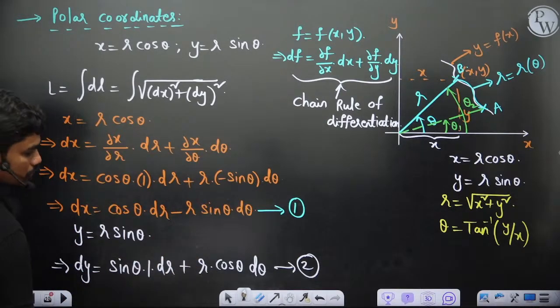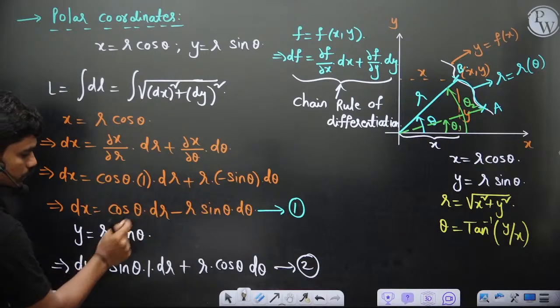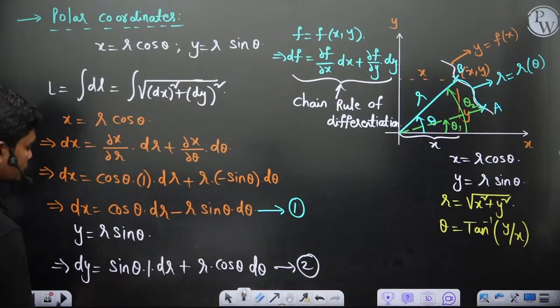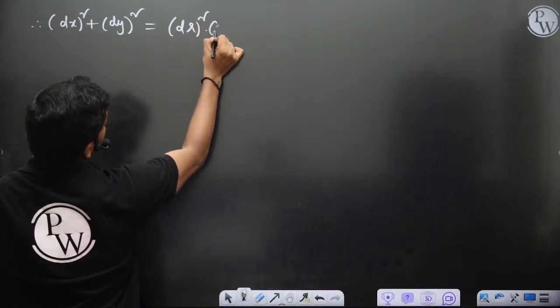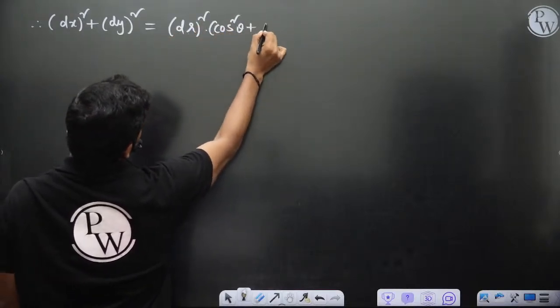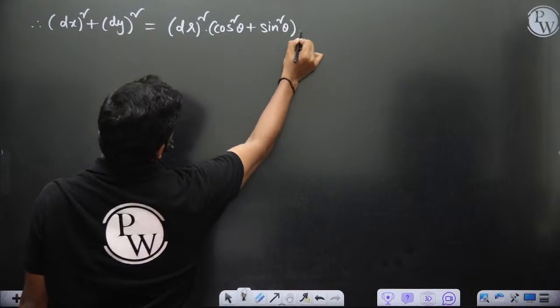It's a bit of pure algebra. So cos theta whole square dr square plus sin theta whole square dr square. So if you take dr square common, you would be left with cos square theta plus sin square theta. Okay, this is what you would be left with.